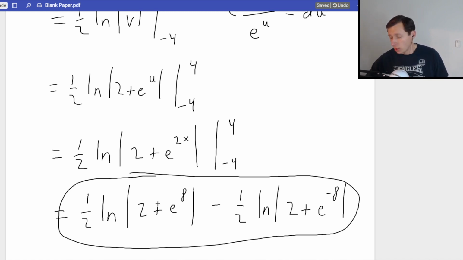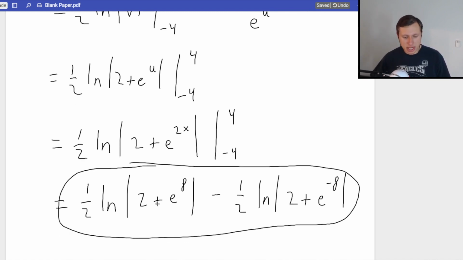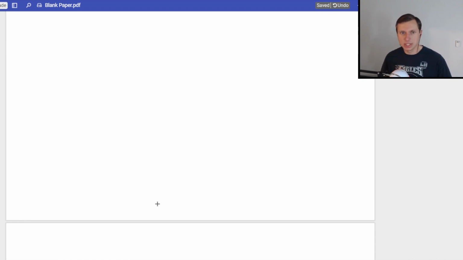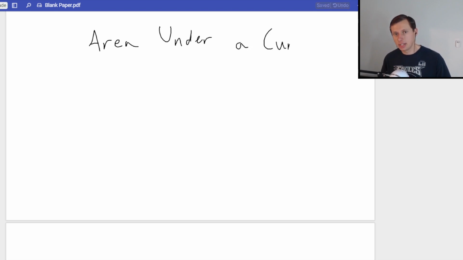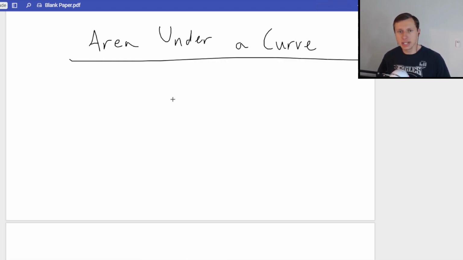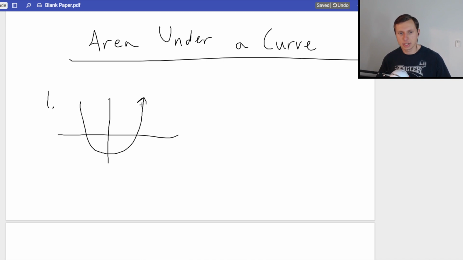Okay, we're going to move on to the next topic, which is area under a curve. So there is a difference between definite integrals and area under a curve. The biggest difference is the fact that a definite integral can be negative, while area under a curve should always be positive. So what does that mean? Let's just look at an example problem. Let's say I want to find the area under this curve right here. It's going to be this red shaded region right here.